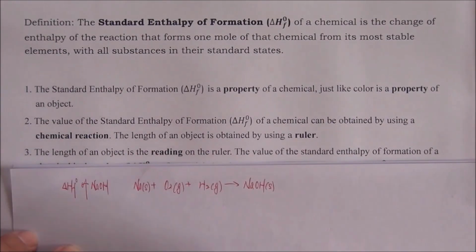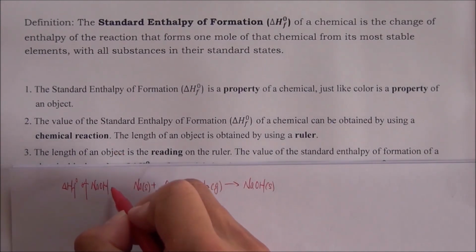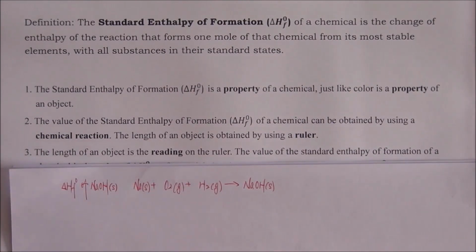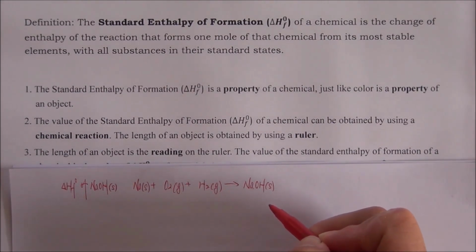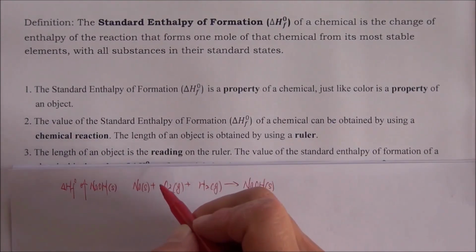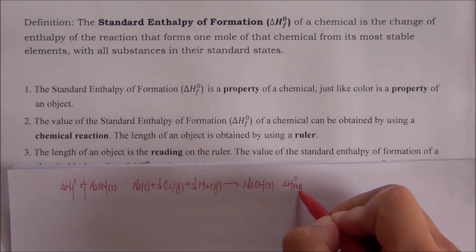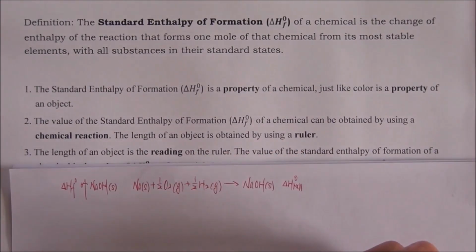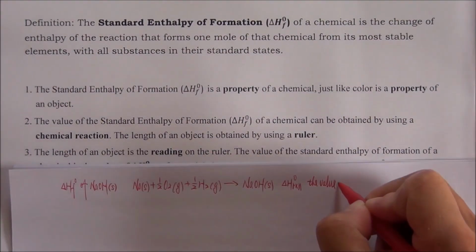For any chemical equation, you have to make sure it is balanced. Because from the definition, to define the standard enthalpy of formation of sodium hydroxide solid, the product has to be 1 mole of sodium hydroxide solid. Therefore, you have to use fractions for the reactants. The value of the standard enthalpy of reaction of this chemical reaction can be obtained by carrying out this chemical reaction.